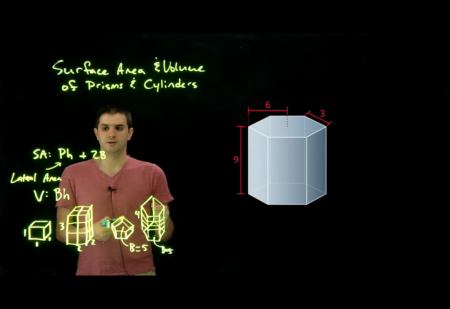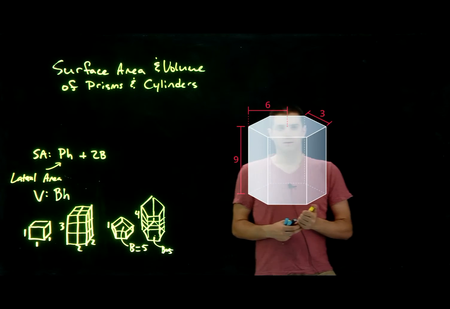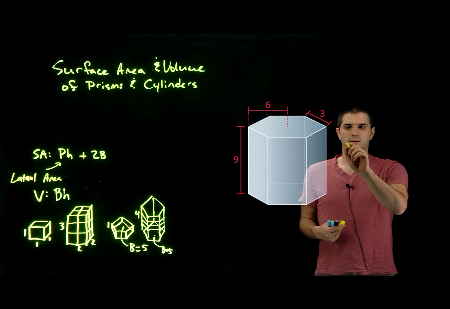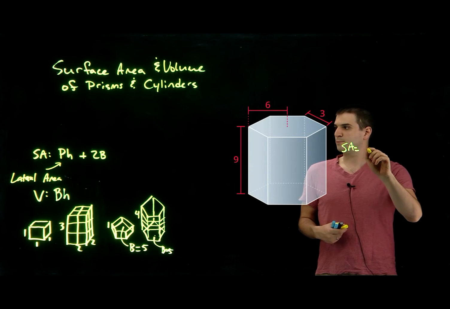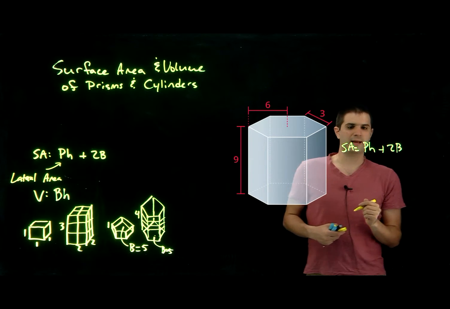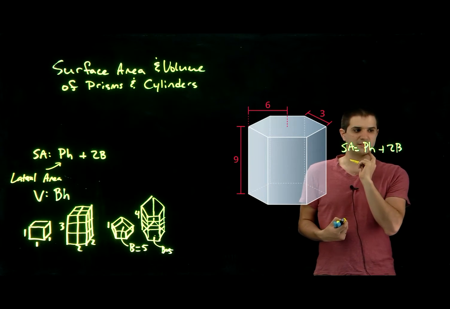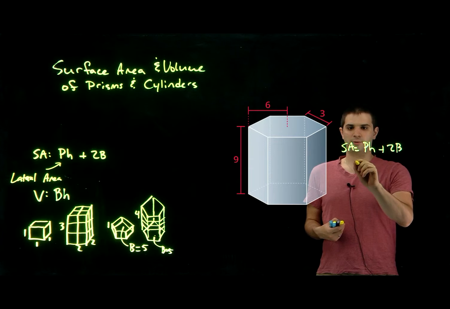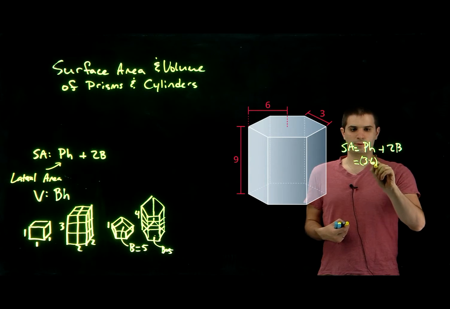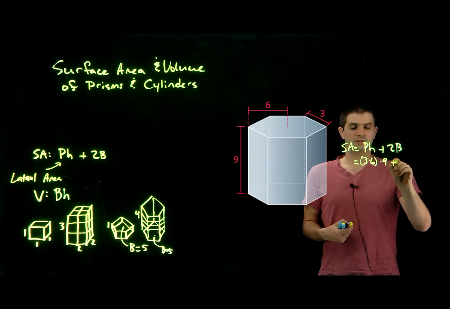Here we have a hexagon. So again, if I want to figure out the area and the volume of this, let's go over here. We have the surface area here. Surface area equals pH plus 2B. Okay, so pH plus 2B. Well, what's my perimeter here? It looks like the side lengths are 3, so we have 3 times 6, so that's my perimeter. My height is 9, plus 2 times the area of the base.